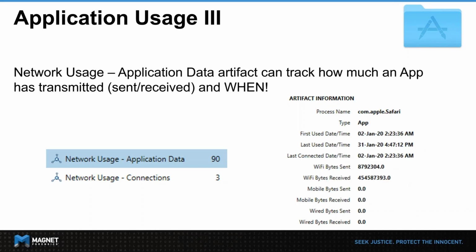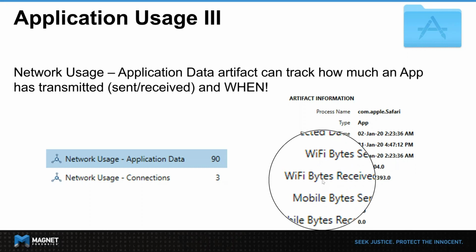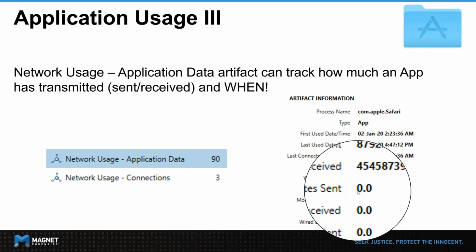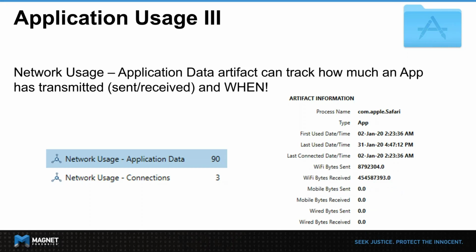You're also going to see down there, mobile bytes sent and received. That's going to be for iOS devices that you have a full file system level image. You can see both their LTE data as well as if they're connected to Wi-Fi for that. So just be aware of that as well.